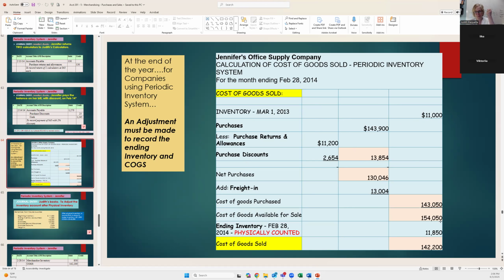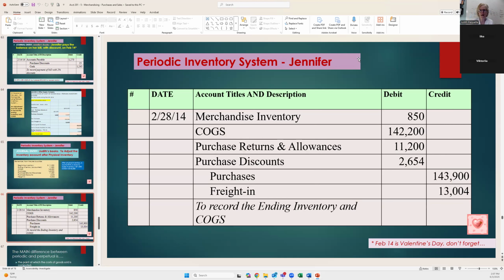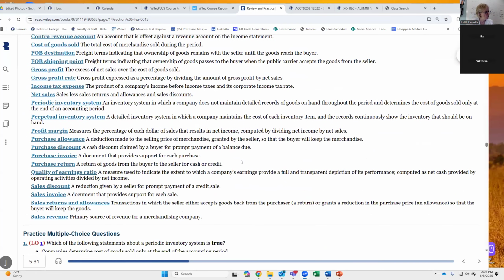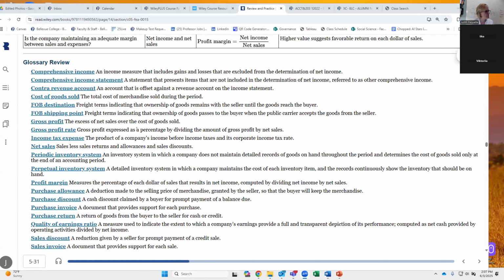154,050. Okay. Then we subtract our ending inventory and we say, we know what we have left over at the end of the month. This must be what we sold, 142,000. So be able to calculate that as well. Okay. All right, so let's go back to your textbook. Make sure you know how to calculate gross profit rate as a percent.